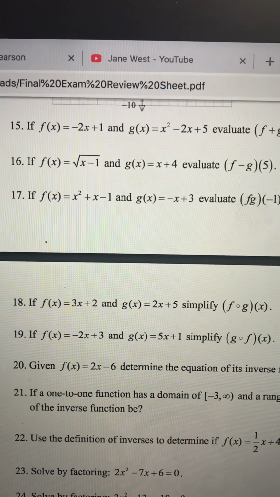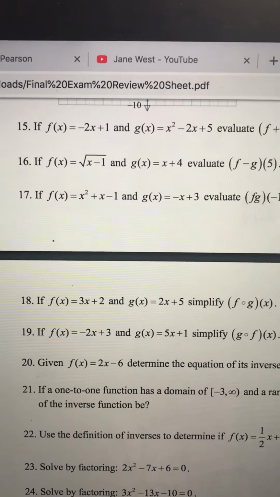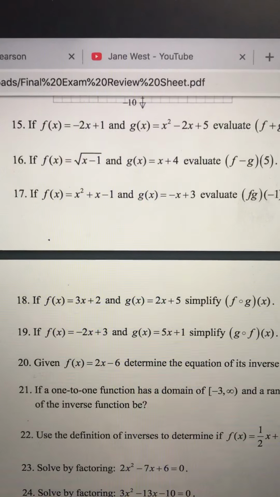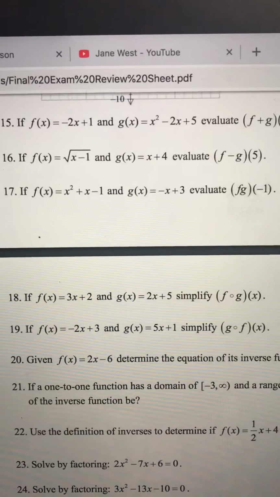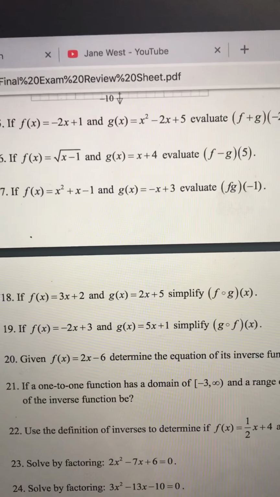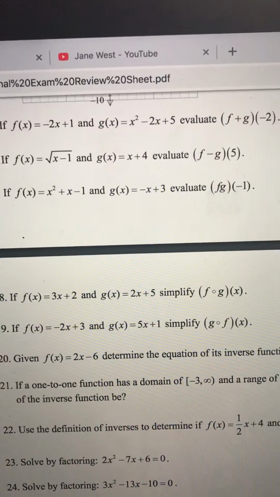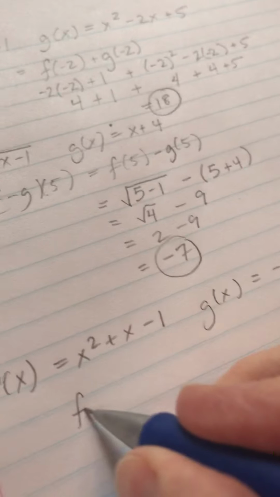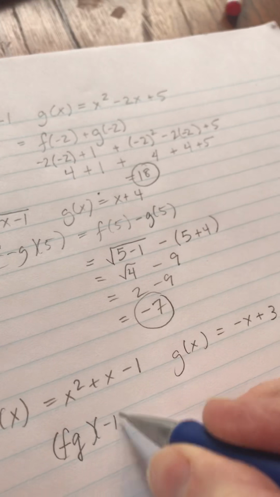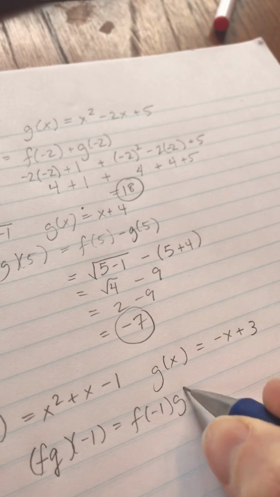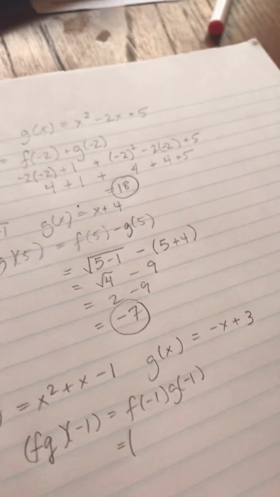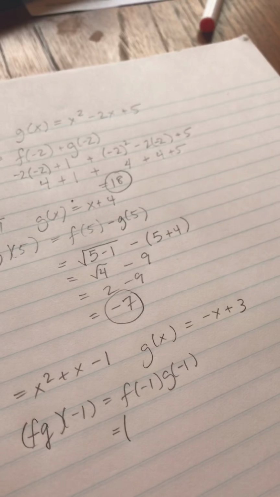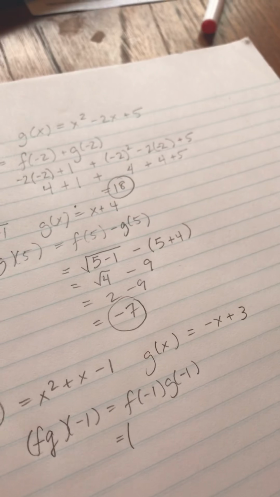All right, number 17. Now we've got f of x is a quadratic, x squared plus x minus 1, and g of x is linear. G of x is negative x plus 3, and we're supposed to evaluate f times g of negative 1. So what that means is f of negative 1 times g of negative 1. So here also you want to make sure you put things in parentheses because you're going to be multiplying quantities.